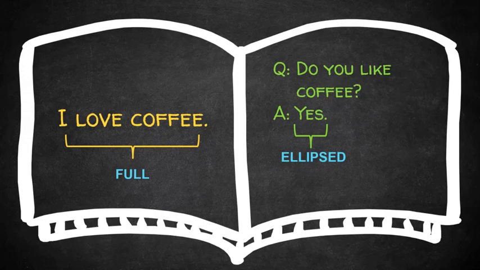And the answer is yes. Now that one word yes is called an ellipse independent clause. Why? Because even though it is only one word, it conveys the full message. We discussed this before, right? Earlier in the video. Do you like coffee? Yes. Now the word yes conveys the whole meaning of yes, I like coffee.